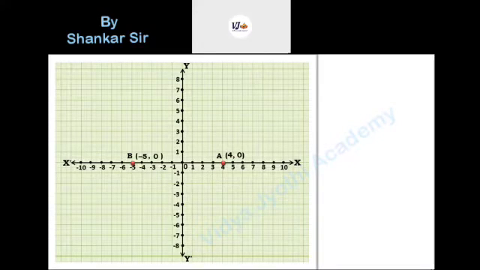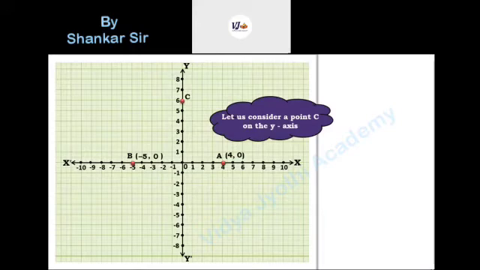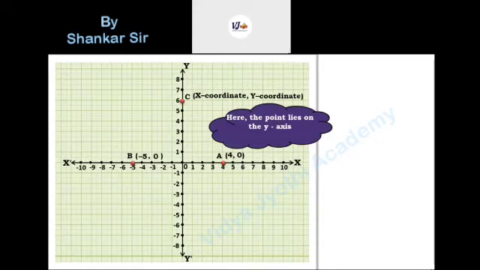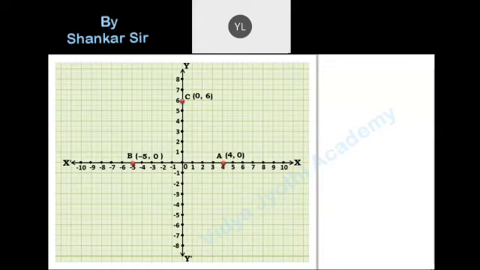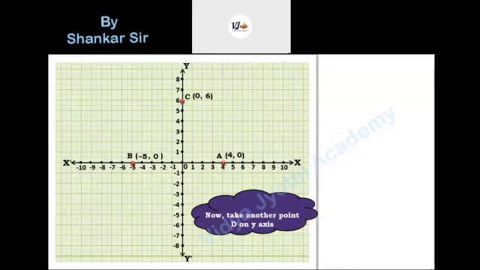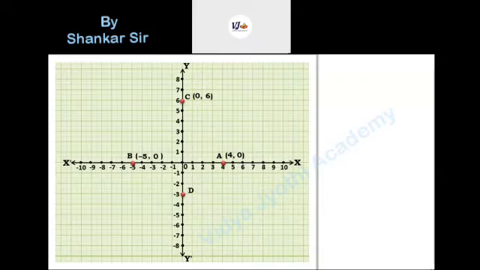Right. Then let us consider the point C on y-axis. So this one, 0 comma 6. Right. Yes, good. Then one more point, D point on y-axis. 0 comma minus 3. Very good.